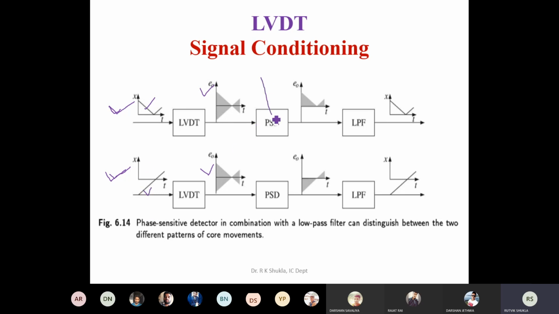So for that, we will use a circuit called PSD, that is called phase sensitive detector. Clear? Phase sensitive. અહીંયા જો આ phase કયો છે? This is a positive phase and this is a negative phase. So you have to find out how you can distinguish. If you use a phase sensitive detector, then it can distinguish whether your phase is positive or negative. So first solution is this. Use a PSD.